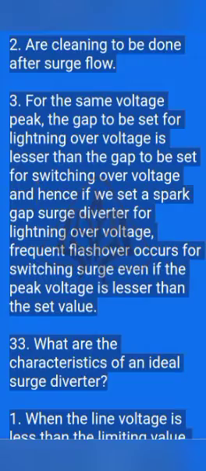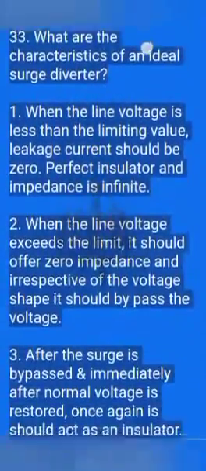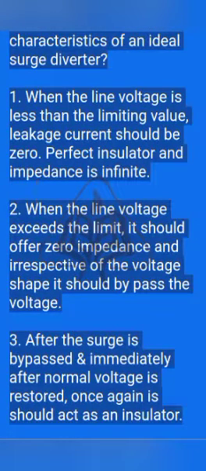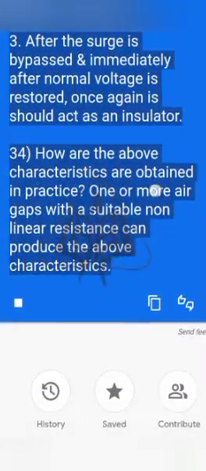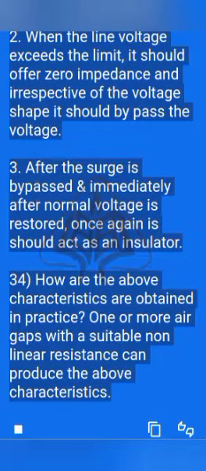33. What are the characteristics of an ideal surge diverter? 1. When the line voltage is less than the limiting value, leakage current should be 0. Perfect insulator and impedance is infinite. 2. When the line voltage exceeds the limit, it should offer 0 impedance, and irrespective of the voltage shape it should bypass the voltage. 3. After the surge is bypassed and immediately after normal voltage is restored, once again it should act as an insulator. 34. How are the above characteristics obtained in practice? One or more air gaps with a suitable non-linear resistance can produce the above characteristics.